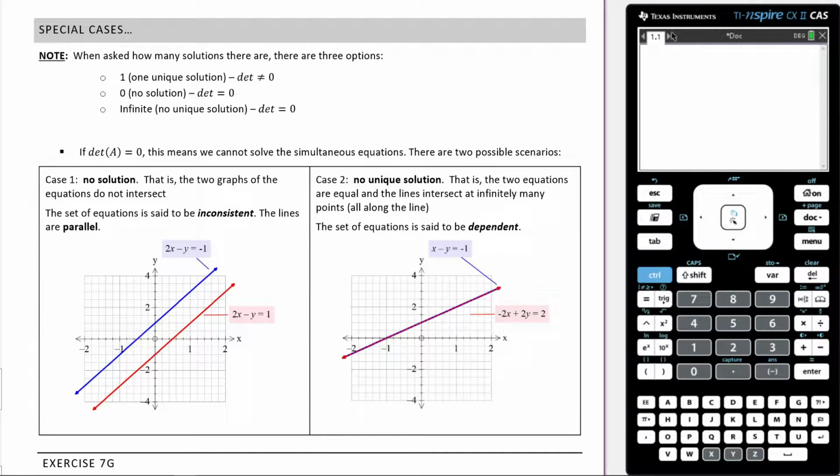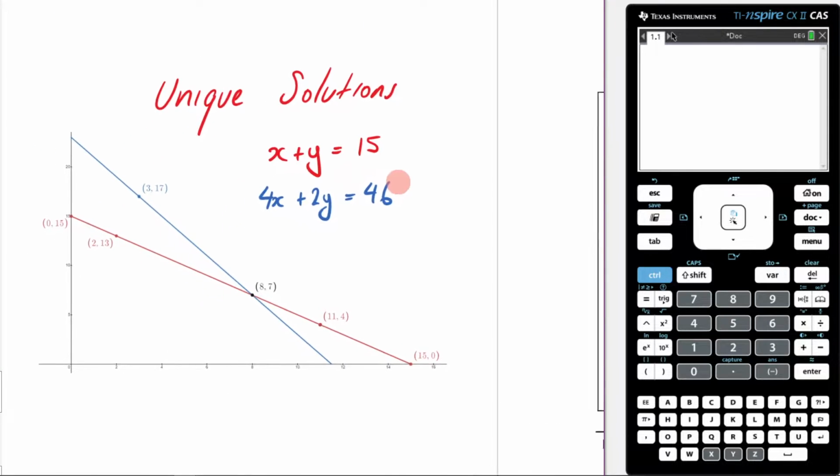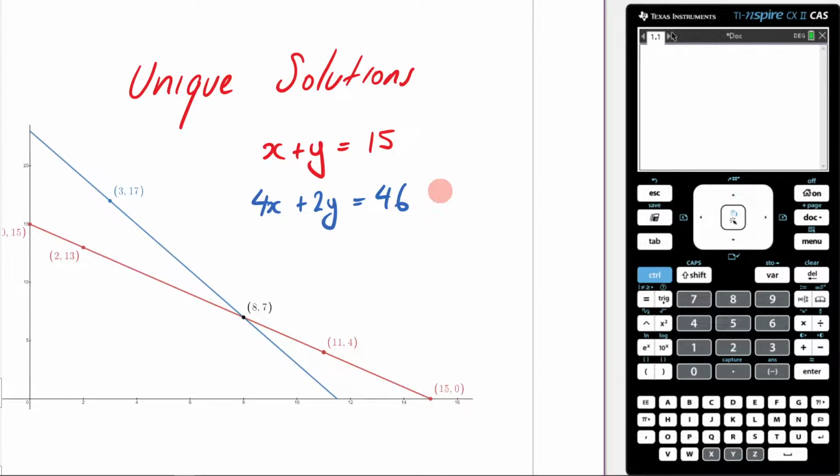Welcome. So in this part of the notes, we're going to go through some special cases. Now, before we read through any of this, let's just look over here. This is what we've seen so far. We've seen situations in which we have unique solutions.